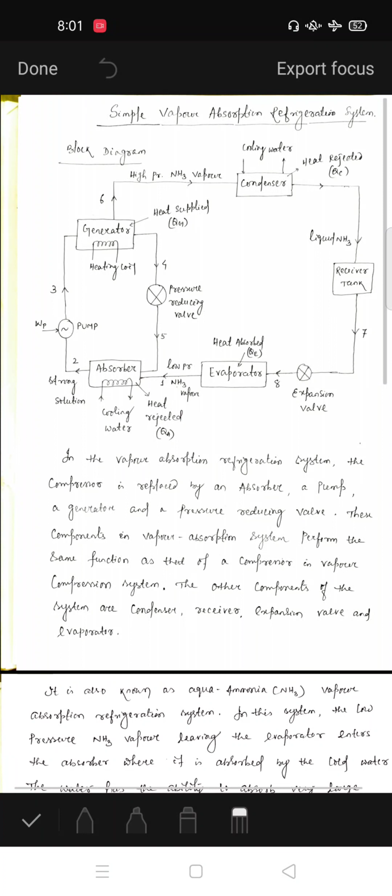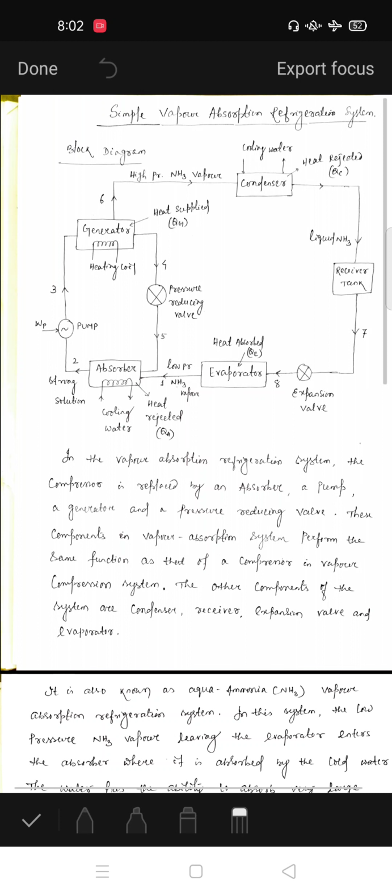Welcome back, students, to this class of refrigeration and air conditioning. Today we'll start our chapter number 3, that is vapor absorption refrigeration system. So in this section, first we will discuss the simple vapor absorption refrigeration system and its working principle.